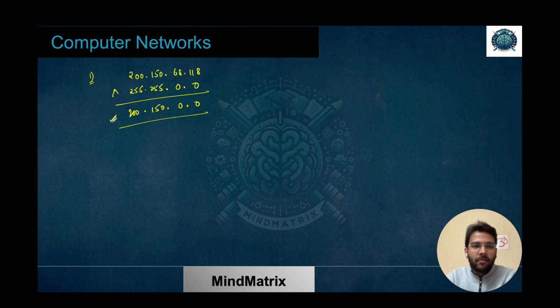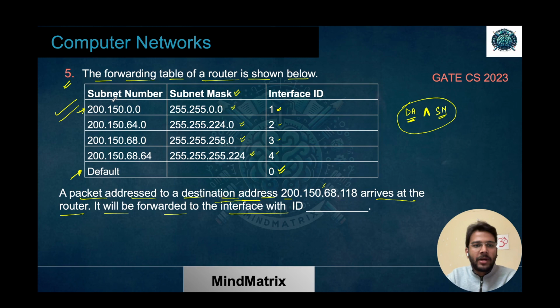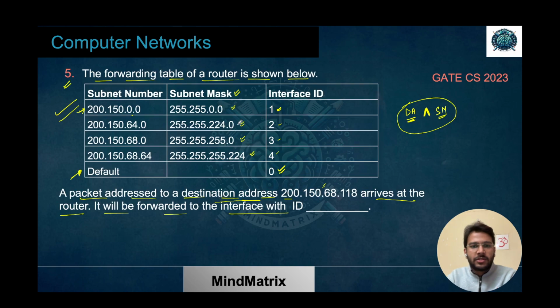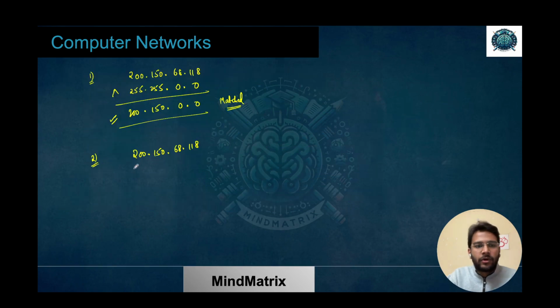Now we have to match with the subnet number, which is 200.150.0.0. Is it matching? Yes, so we can say it is matched. Let's see the second one now. The destination address is the same, 68.118, but the subnet mask changes. Now we are going to perform bitwise AND with this subnet mask, 255.255.224.0.